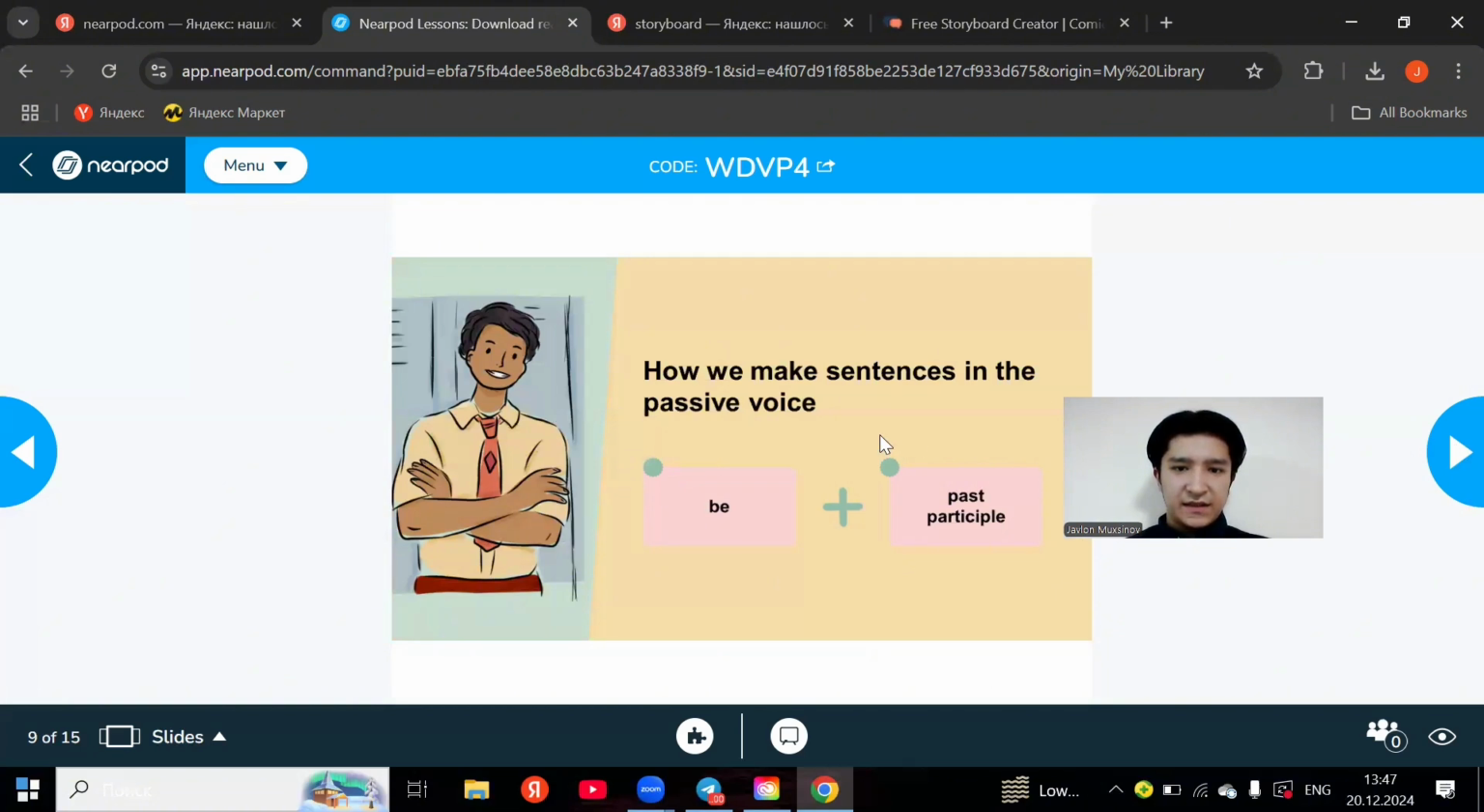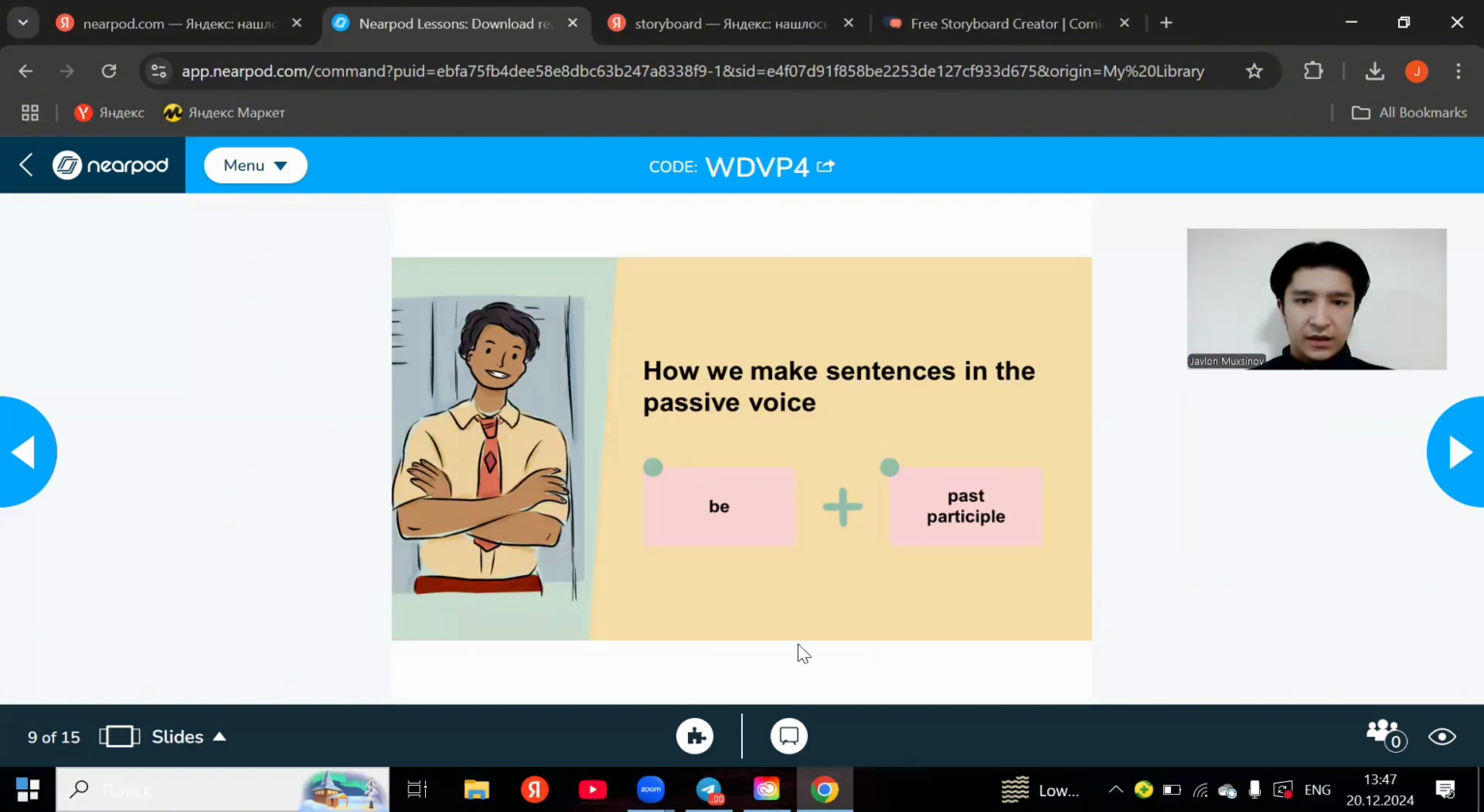How do we make sentences in the passive voice? We use the verb to be, am, is, are, was, were, plus the past participle, the third form of the verb, or for regular verbs, the verb plus ed.